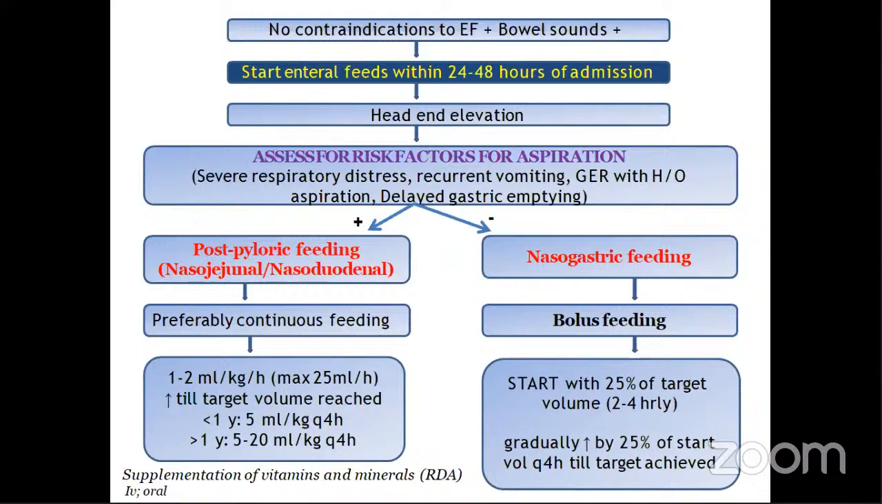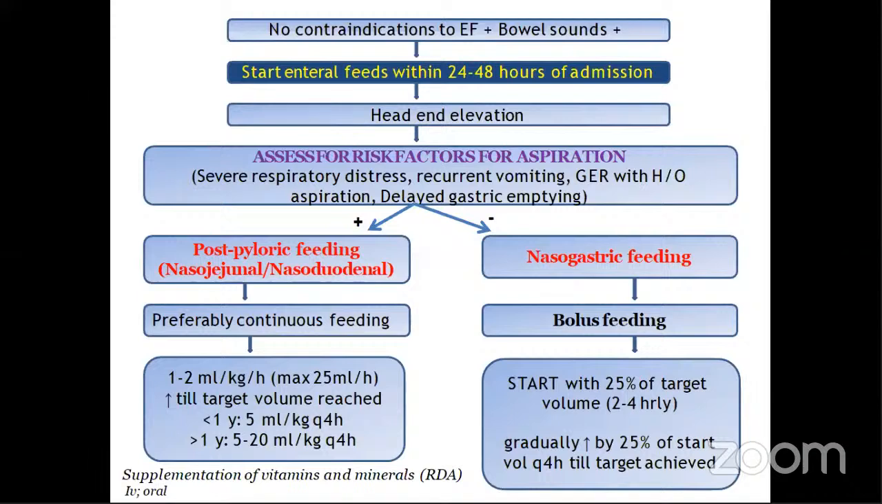Now, nasogastric feeding is normally given in the form of bolus feed, where we start with 25% of the target volume on a 2 to 4 hourly basis. For example, we can easily understand like this. Suppose there is a 10 kg child, and we have decided that in order to fulfill the caloric requirement of the patient, we have to give a volume of 500 ml. Now, we'll start with 25% of this target volume of 500 ml. This will be somewhere around 125 ml or 120 ml.